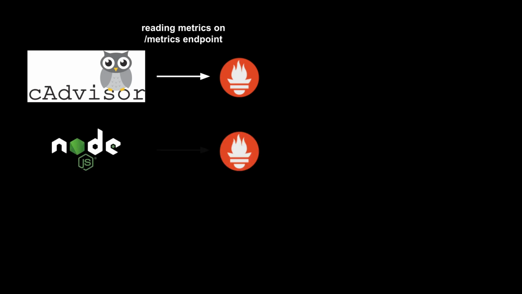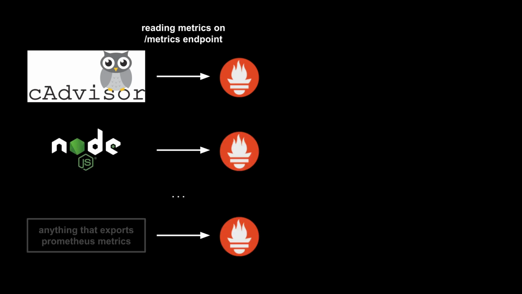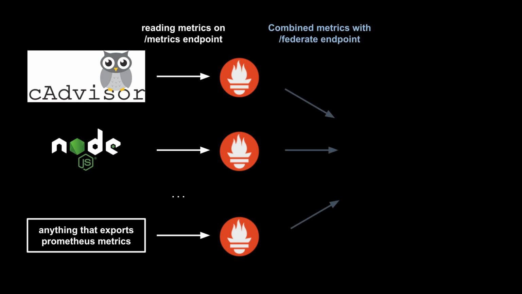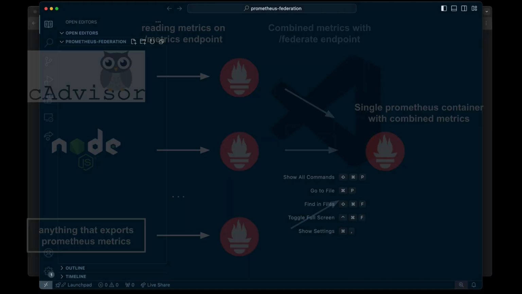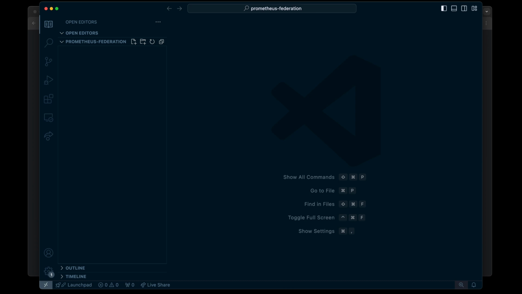Prometheus Federation allows us to combine metrics from multiple Prometheus servers into one. This video will create multiple Prometheus containers and then show how the metrics from both can be combined into a single location with Federation. Okay, I've created a folder in VS Code and I've opened it.